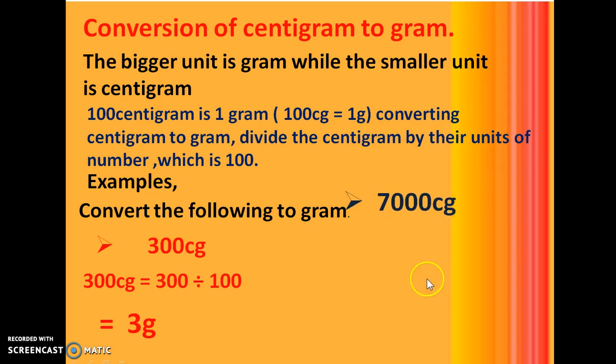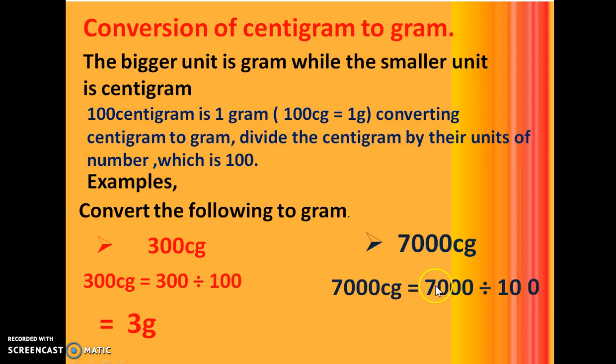Let's pick this one quickly. Now 7,000 centigrams. We want to convert it to gram. Very simple. 7,000 divided by 100. So there you go. You have 70 grams.